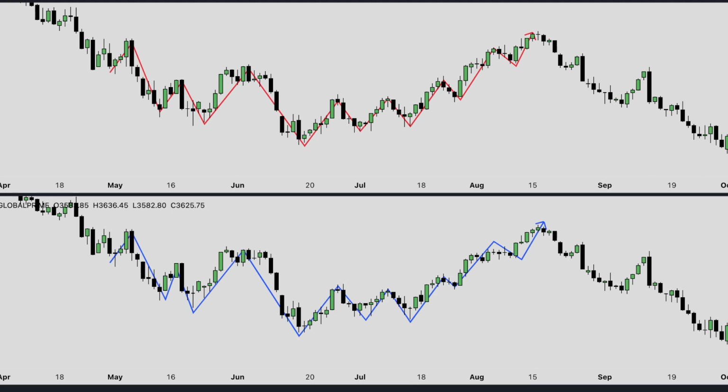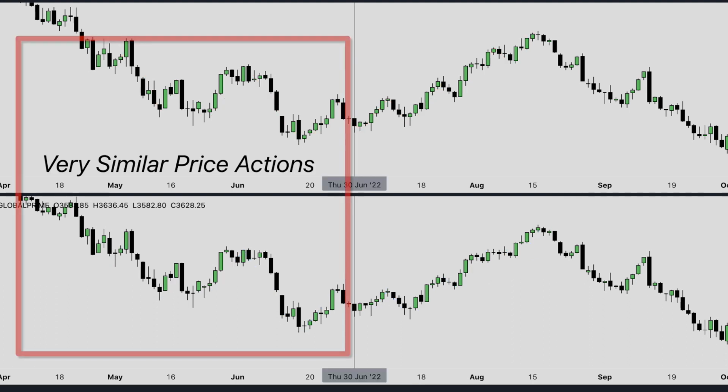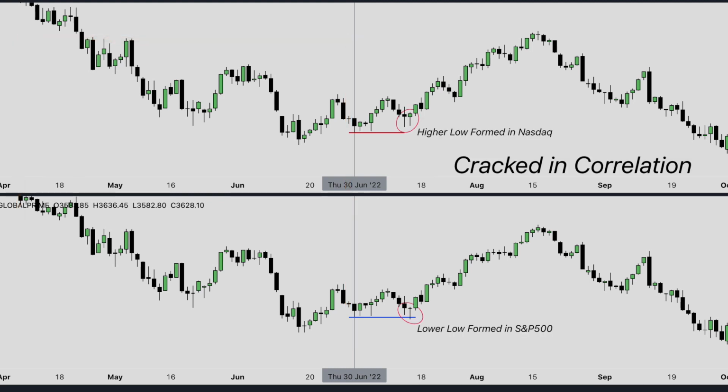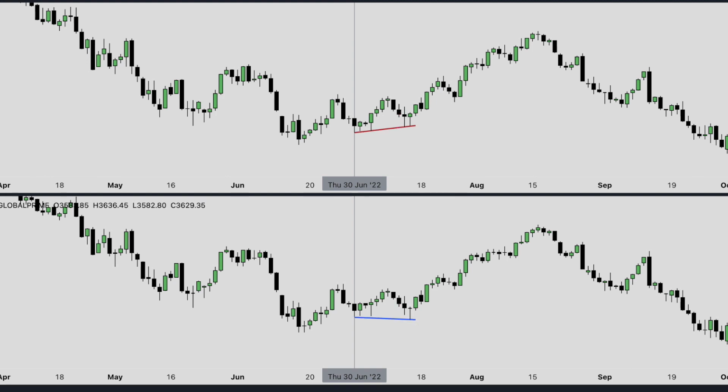Sometimes they diverge and crack in their correlation when one is making a higher low and another one is making a lower low. As you can see, up to this point, the market structure is the same, but when you look here, Nasdaq is making a higher low, S&P is making a lower low. So this is called divergence. In a bearish environment, when a divergence forms between two closely related pairs, the market is tipping its hand to you that the one with the lower high is much weaker and you want to trade that. The reverse is true for a bullish environment. You want to trade the one that forms the higher low.